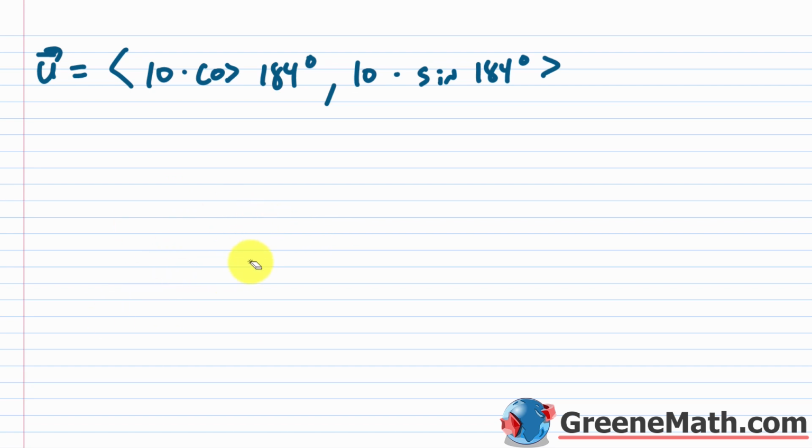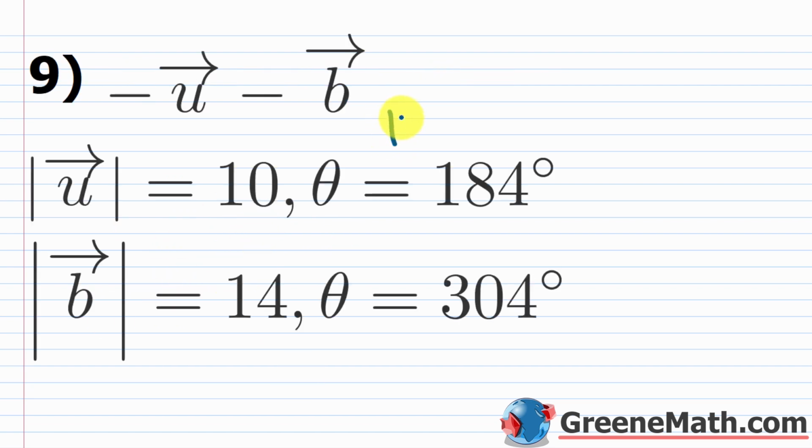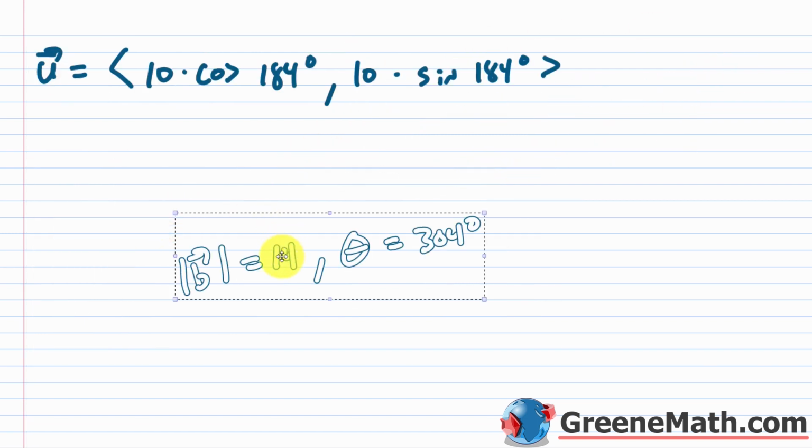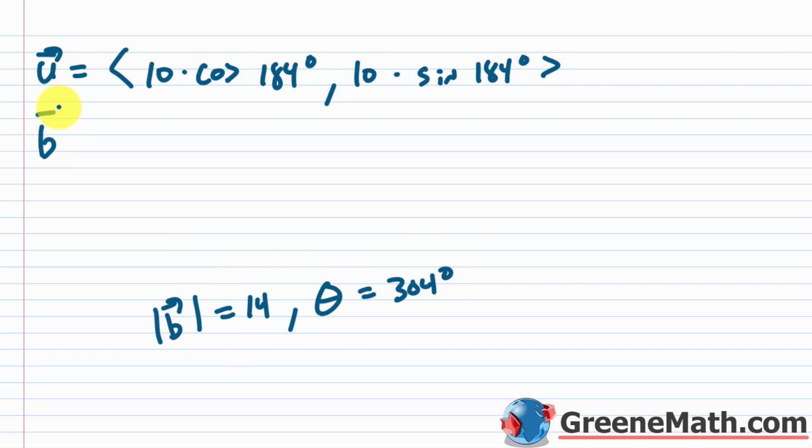We're going to get the other guy. So for this one, the magnitude of the vector b is going to be 14, and then the direction angle theta is going to be 304 degrees. So let me copy that real quick and come down here. So for the vector b in component form, the horizontal component, again, just take this magnitude here, which is 14. Let me actually just put it there as well.